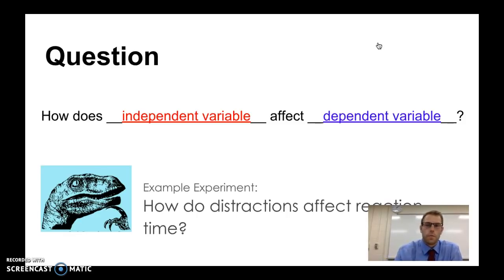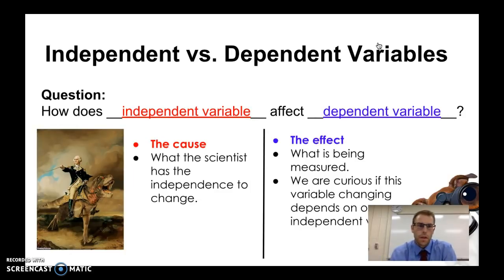So I know you've heard those terms before, but what do those mean, just as a refresher? The independent variable is the cause. It's what the scientist has the independence to change. The way I remember it is that during the Revolutionary War, George Washington and the founding fathers had the independence to break away from Britain. They could choose that. Just like this artist had the independence to choose to paint George Washington on a T-Rex. When you're running an experiment, the independent variable is what you get to choose to change.